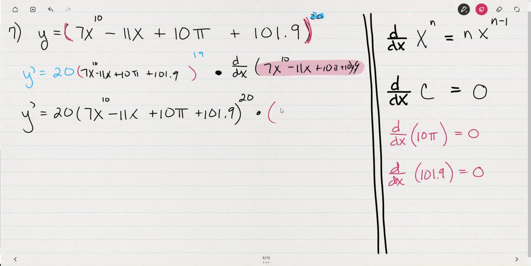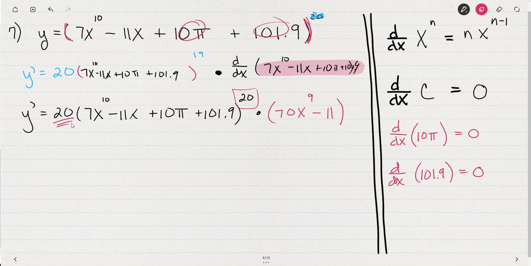That derivative is 7 times 10 is 70, applying the power rule, x to the 10 minus 1, minus 11. Now the derivative of 10 pi is a constant, so the derivative is 0. 101.9 is a constant, so the derivative is 0. So my derivative ends there. So you see we have this in factored form. Depending on what you're doing with this, you might or might not need to expand it. Probably don't want to get into the business of expanding this to the 20th power. There is no sense in that.